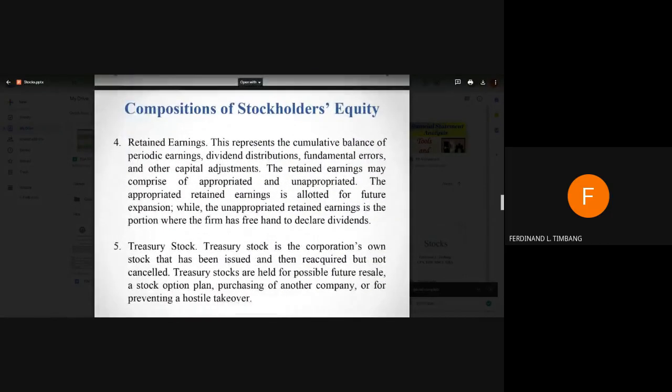Then you have the retained earnings. Yan, in-explain ko na rin kanina. So it represents the cumulative balance of the periodic earnings, dividend distributions, fundamental errors, and other capital adjustments. Kasi pagka may mga errors, may mga corrections doon sa libro, pinapasok din sa retained earnings. But primarily, the component of retained earnings is the net income of the company for the past several years.